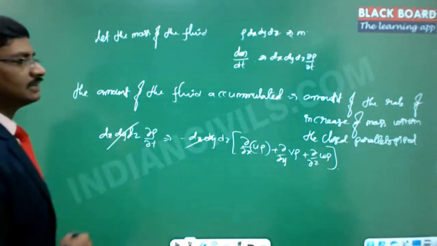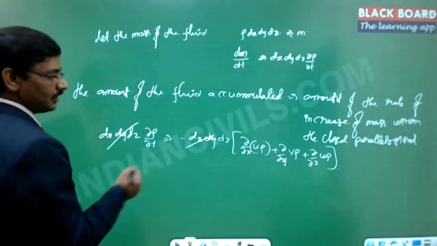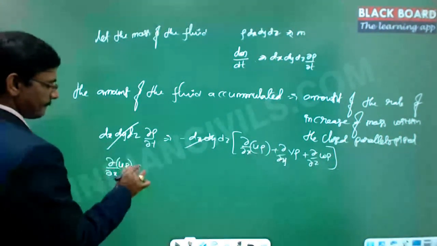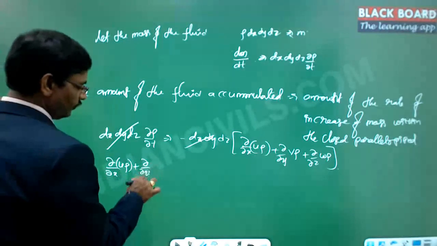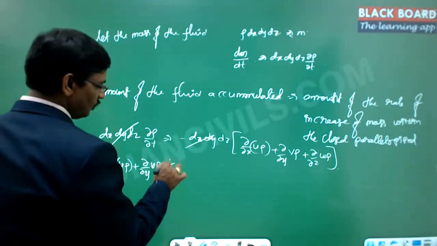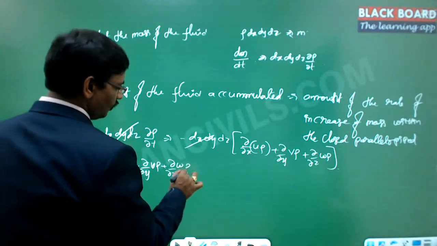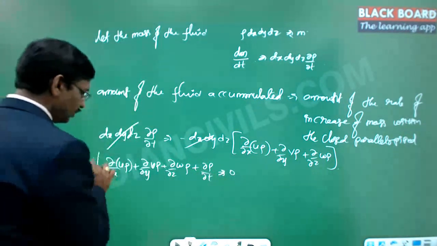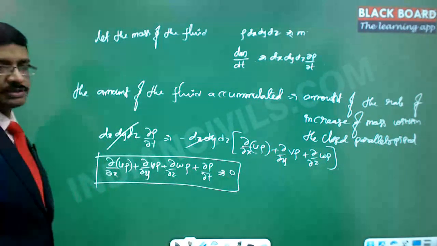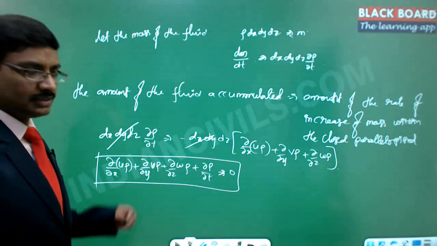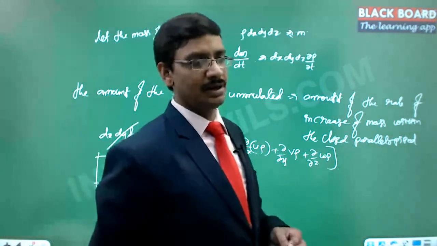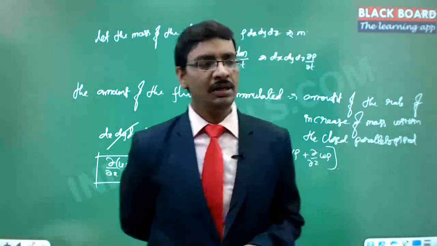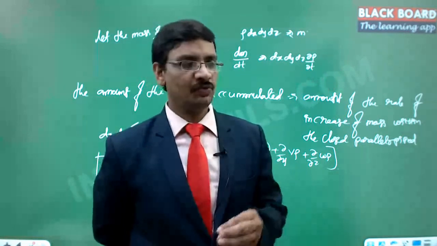Now these two you can cancel out, and what is left over is ∂/∂x of uρ plus ∂/∂y of vρ plus ∂/∂z of wρ plus ∂ρ/∂t is equal to 0. So this is the continuity equation in the case of the Cartesian coordinate system. Got it? It is exactly the same thing that we have replicated, but adapted to a specific coordinate system. Because the questions were asked by adapting to different types of coordinate systems.